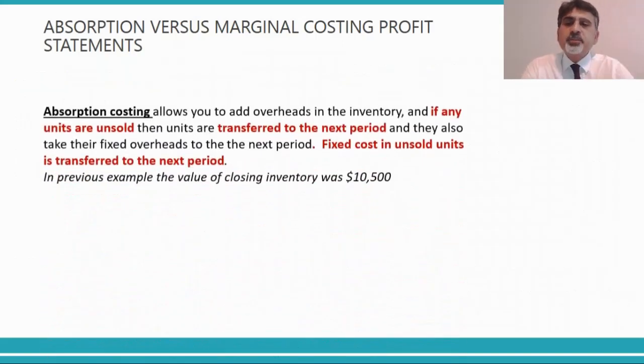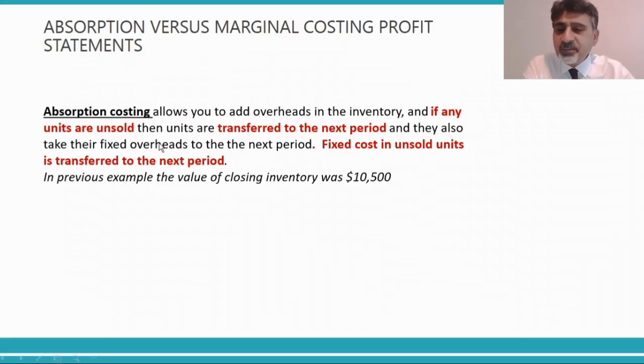We say that absorption costing allows you to add overheads in the inventory, and if any units are unsold, like in our example 300, then units are transferred to the next period because we did not charge 300 units in the income statement in cost. We only charged 700. These 300 units are not sold. We transferred them to the next period. Whatever we sold, only the cost of the sold units will go. We said cost of sales, which means the cost of the sales. What was sale? 700 units. Cost of 700 units. The 300 units which you could not sell, they transfer to the next period and they take their cost to the next period as well.